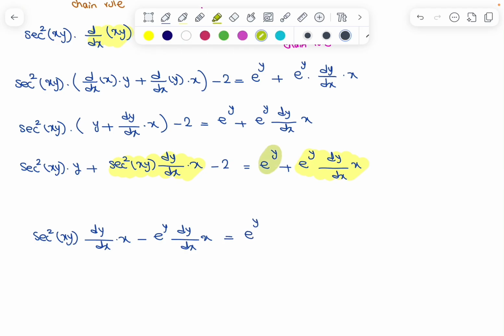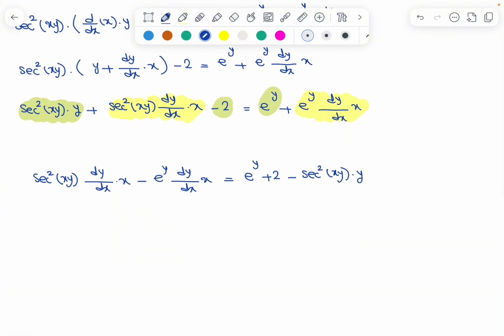So you can keep this term on the right, but you need to move these two terms on the right as well. Therefore, you must add two to both sides, and also you must subtract secant squared of x times y times y. So now you can factor out dy/dx from all the expressions on the left. Secant squared of x times y times x minus e to the y times x is equal to e to the y plus 2 minus secant squared of x times y times y.